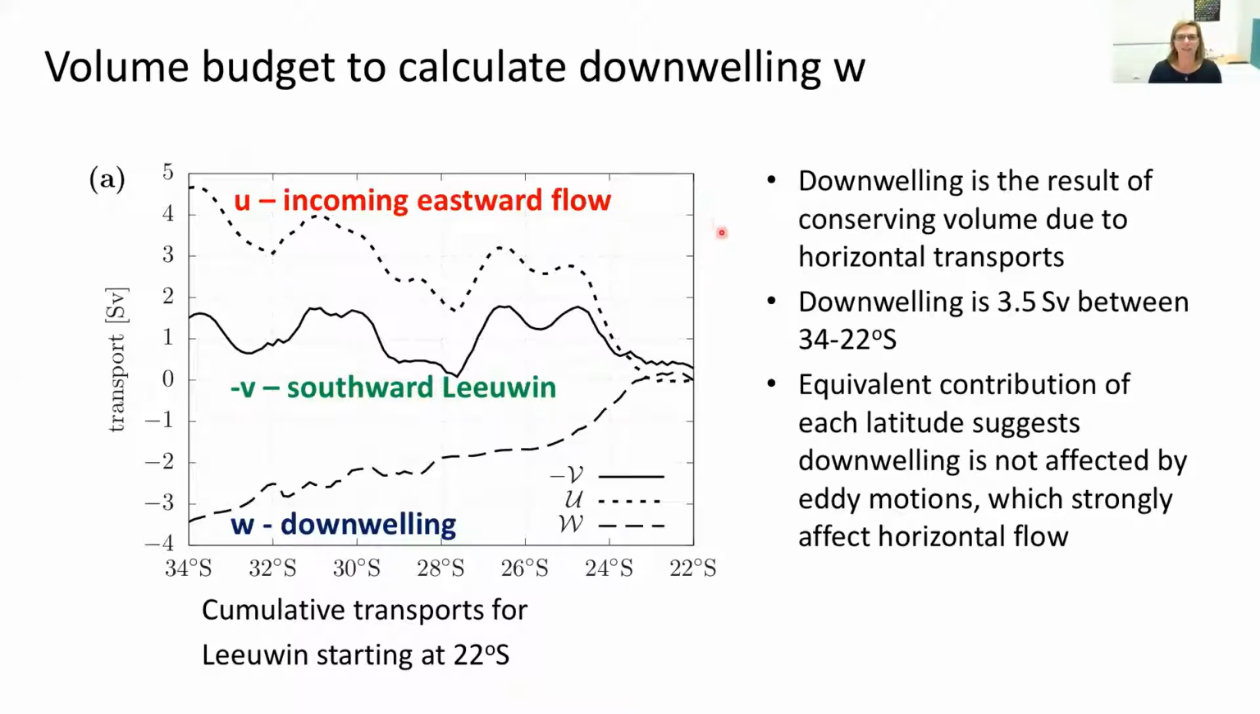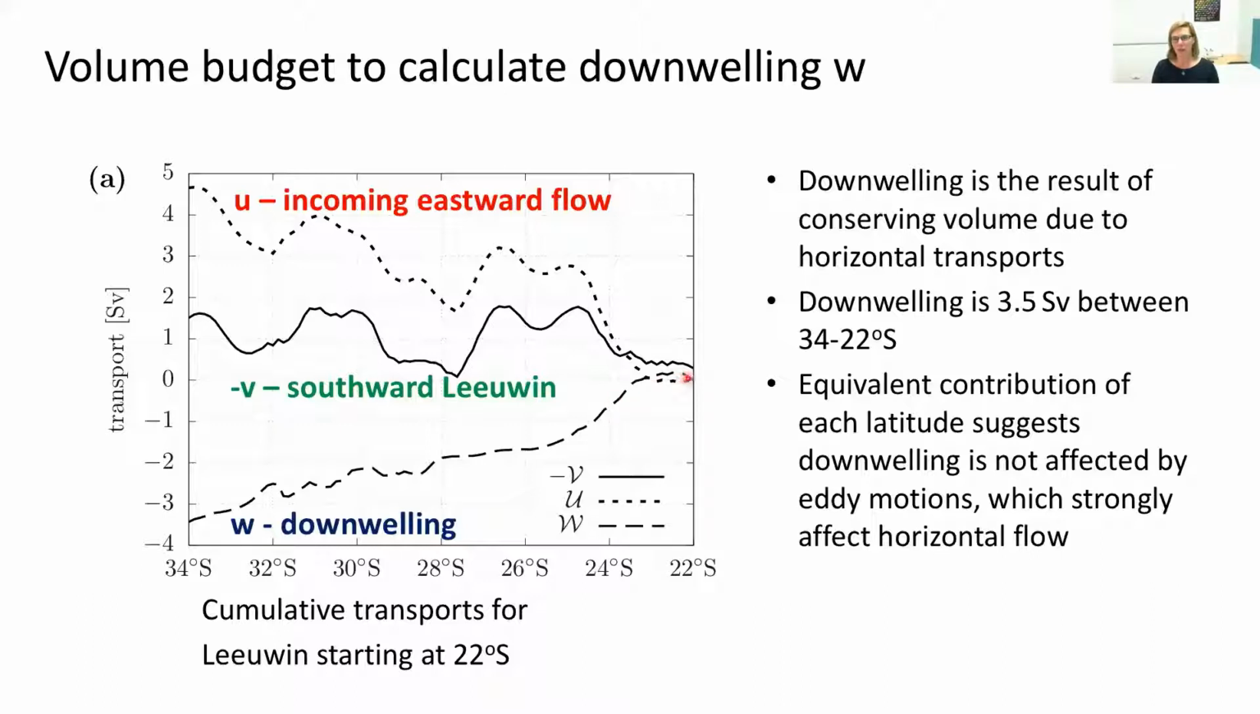And I'll try to explain this figure clearly. What we're looking at is the amount of volume transport in each of the incoming eastward flows in the top dashed line, the southward Leeuwin current in the solid black line, and the downwelling movement or the exchange between the surface flows and the Leeuwin undercurrent. We've done it as a sum from the northern end of the Leeuwin current moving southward, because that allows us to estimate this downwelling part.